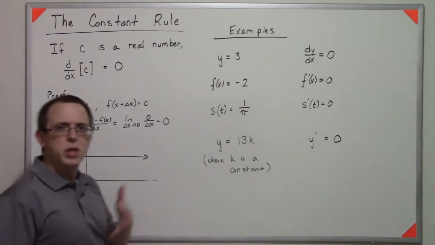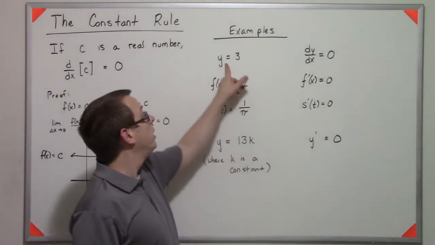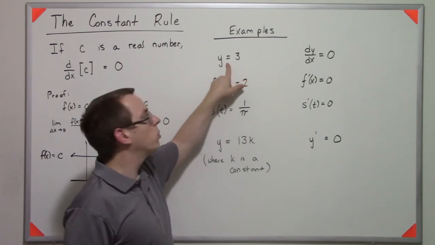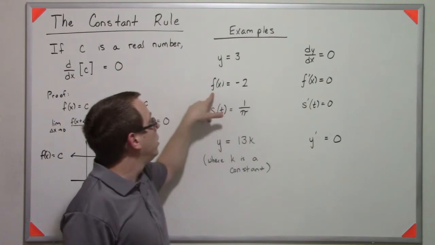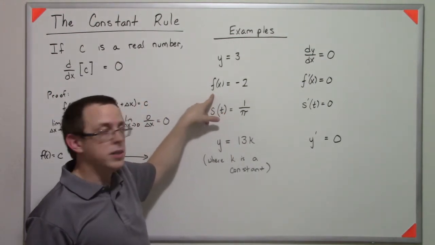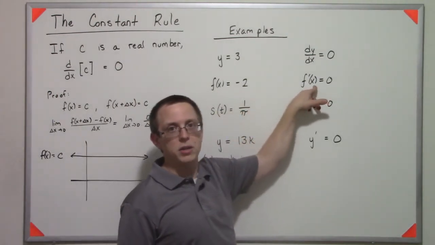But anyway, that's the general idea of a constant. So some examples, and again, this is really just straightforward: if I have the line y equals 3, then dy dx is 0. If I write it as f of x is negative 2, f prime of x is 0.